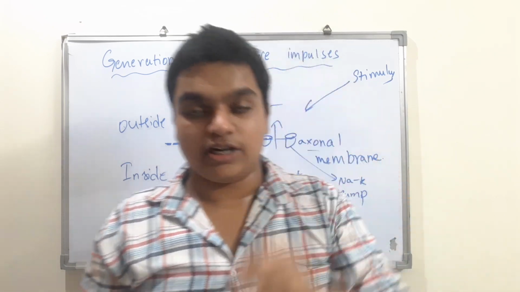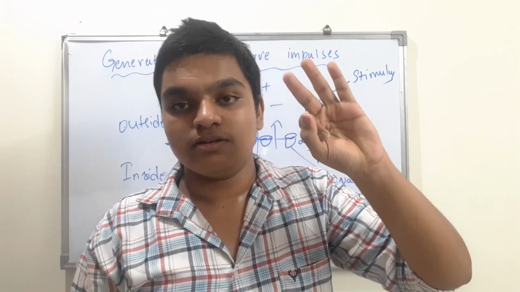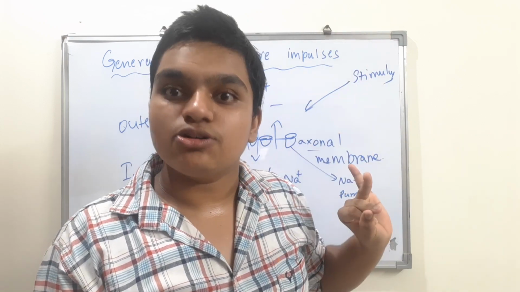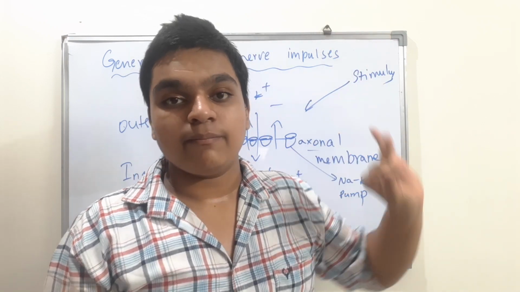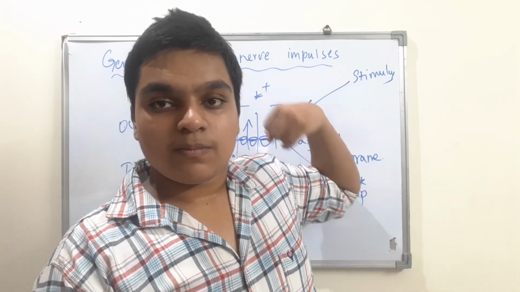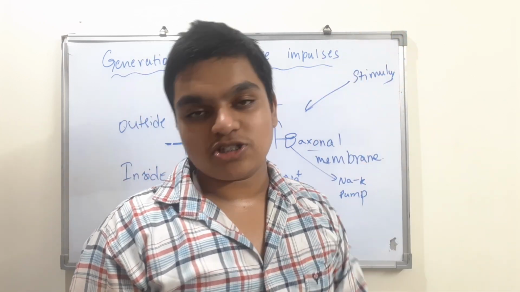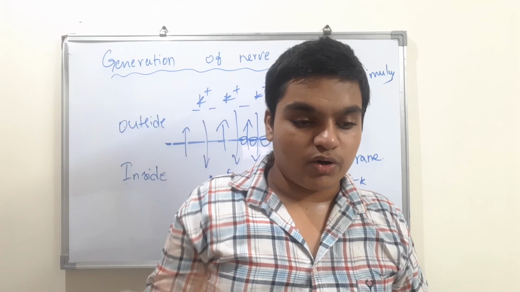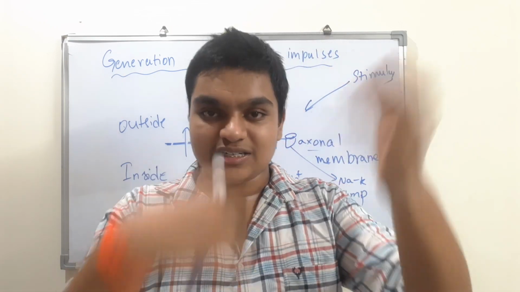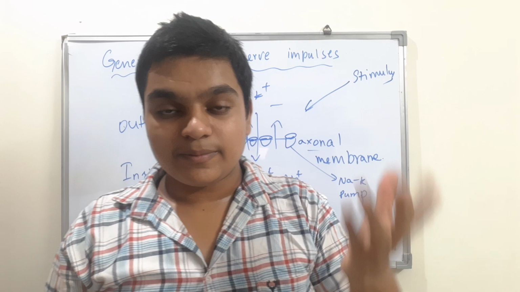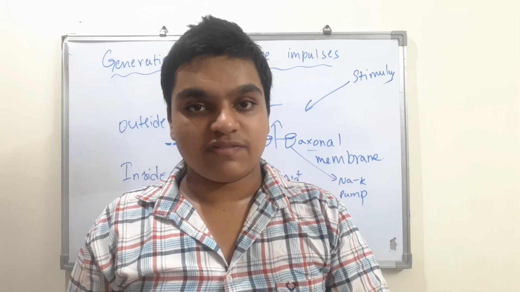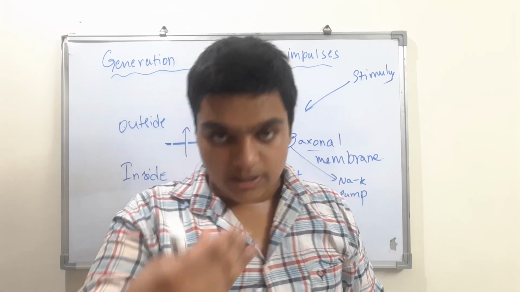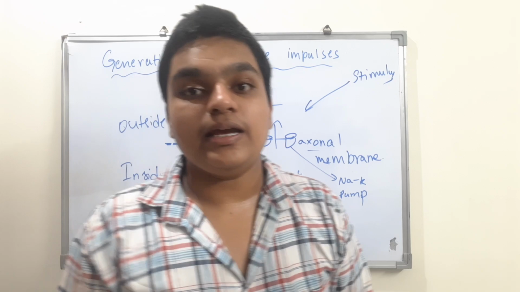Now 3 words you have to learn. Polarized state means positive charge outside, negative charge being inside the axonal membrane. Depolarized state means negative charge being outside and positive charge being inside. The charges are being reversed, and that is why there will be a potential difference. If there is a potential difference, we will be having some impulse, and that impulse is termed as action potential. And the last word is repolarization.